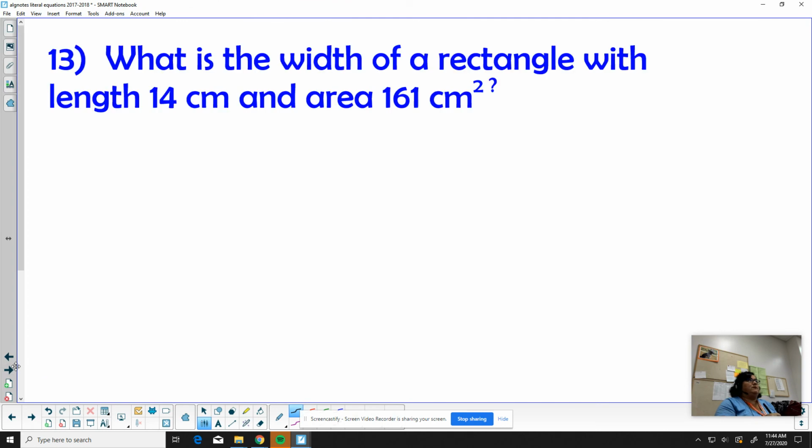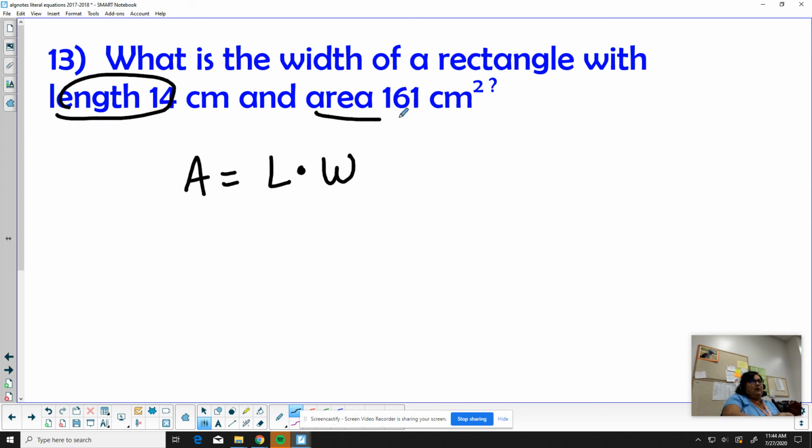I'd like to do another one with a fraction if we have one. Oh, I've got some that are story problems. It says, what is the width of a rectangle with a length of 14 and an area of 161? Well, the area of a rectangle formula is A equals L times W. The length is 14 and the area is 161, so we plug in 161 equals 14W.